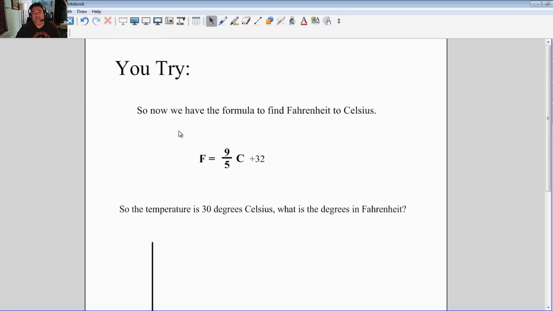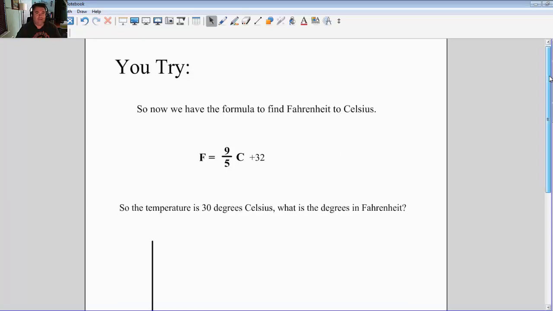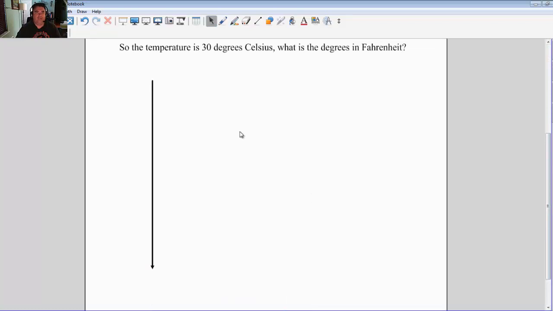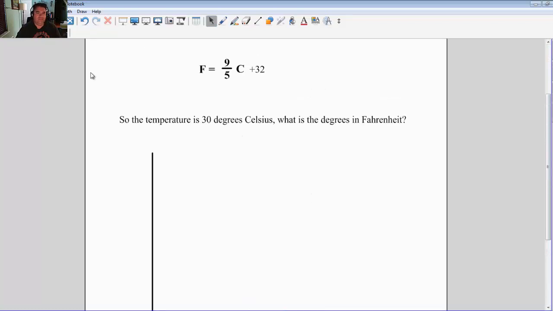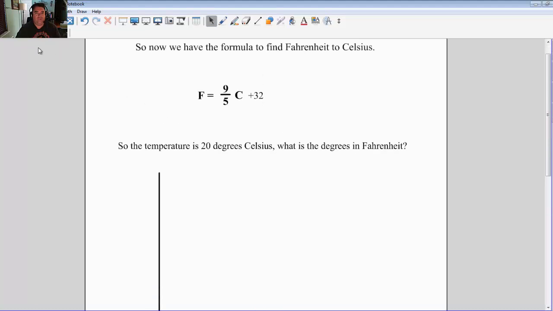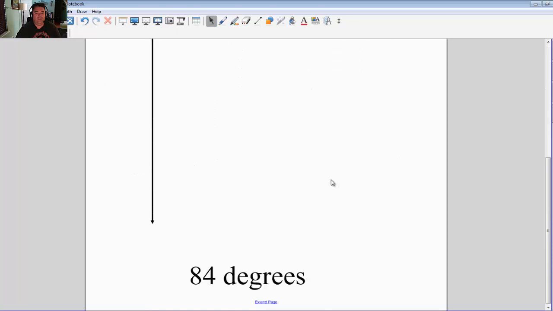You try. So now we have the formula to find Fahrenheit to Celsius. Go ahead and plug in 30 Celsius. Give it a try at this time. Go ahead. Let's see how you do. 30 degrees Celsius would be 84 degrees. So nice and toasty. 68, yeah, and 30 degrees is 84.